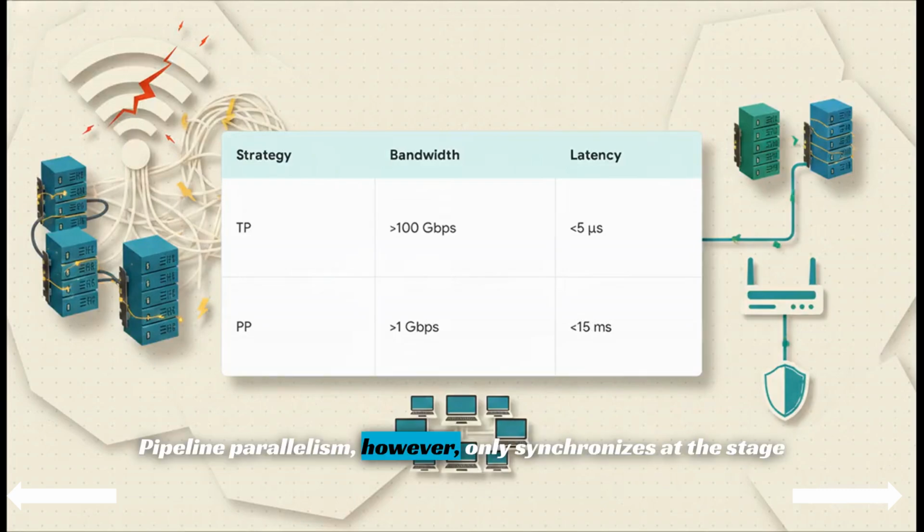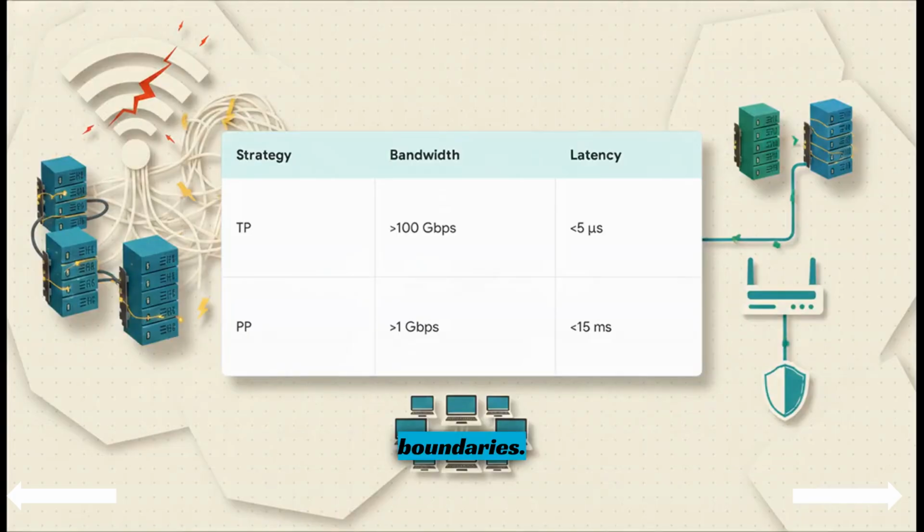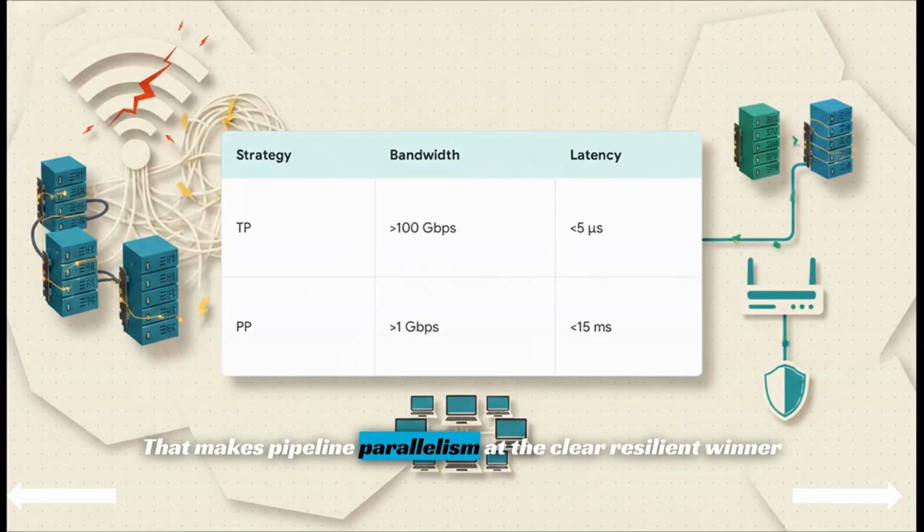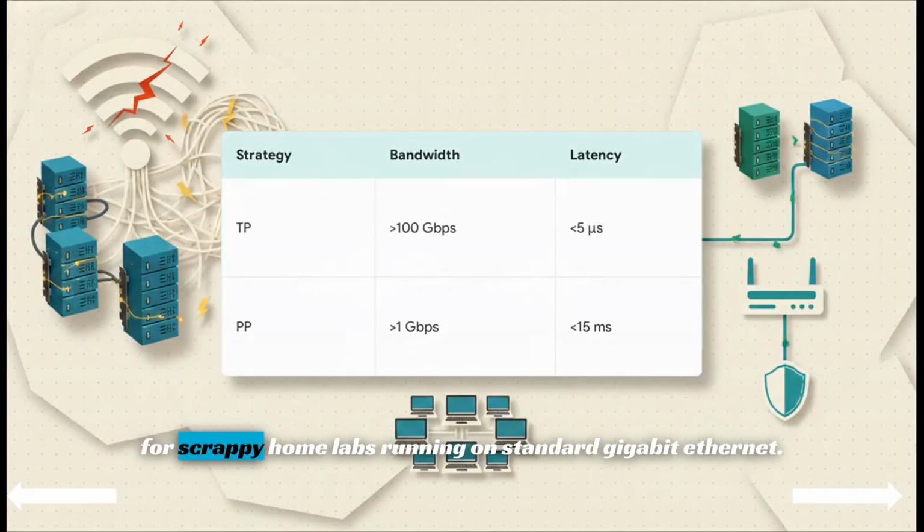Pipeline parallelism, however, only synchronizes at the stage boundaries. It only requires around 1 gigabit per second of bandwidth. That makes pipeline parallelism the clear, resilient winner for scrappy home labs running on standard Gigabit Ethernet.